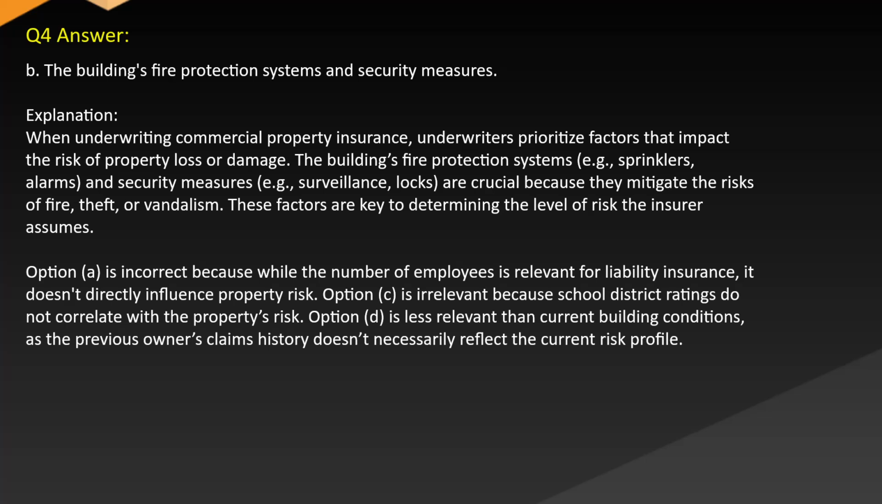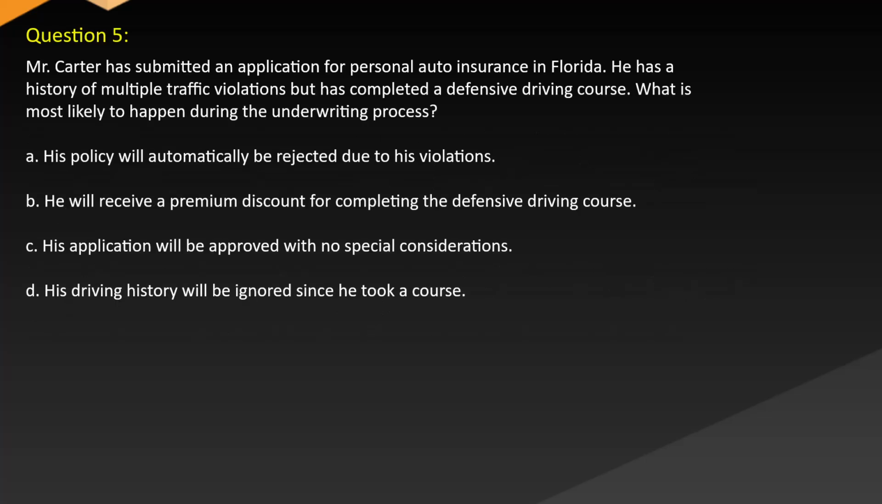Option A is incorrect because while the number of employees is relevant for liability insurance, it doesn't directly influence property risk. Option C is irrelevant because school district ratings do not correlate with the property's risk. Option D is less relevant than current building conditions, as the previous owner's claims history doesn't necessarily reflect the current risk profile.